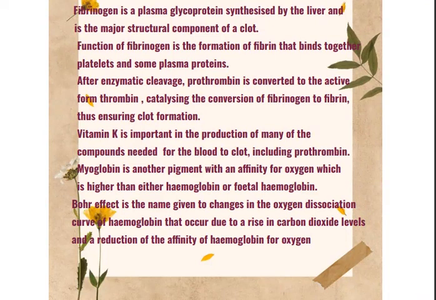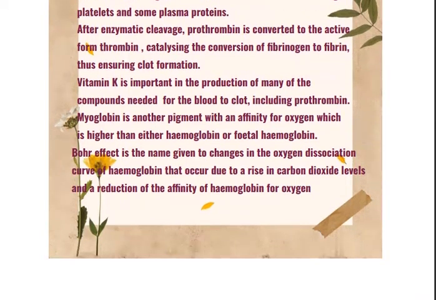Myoglobin is another pigment with an affinity for oxygen, which is higher than either hemoglobin or fetal hemoglobin. The Bohr effect is the name given to changes in the oxygen dissociation curve of hemoglobin that occur due to a rise in carbon dioxide levels and a reduction of the affinity of hemoglobin for oxygen.